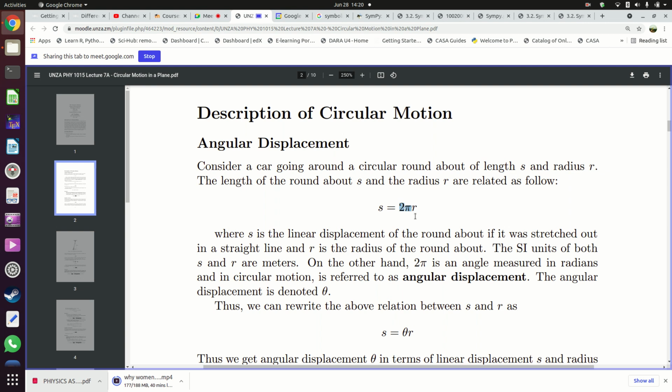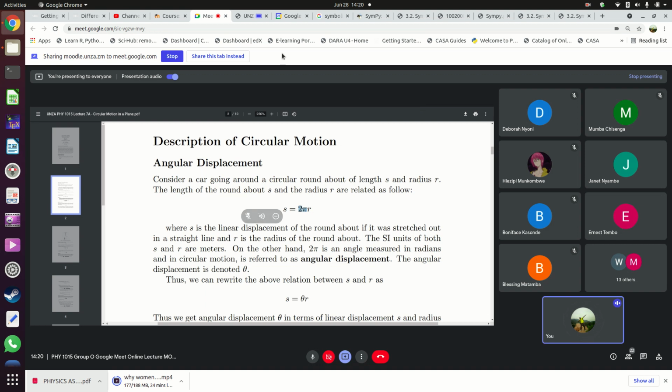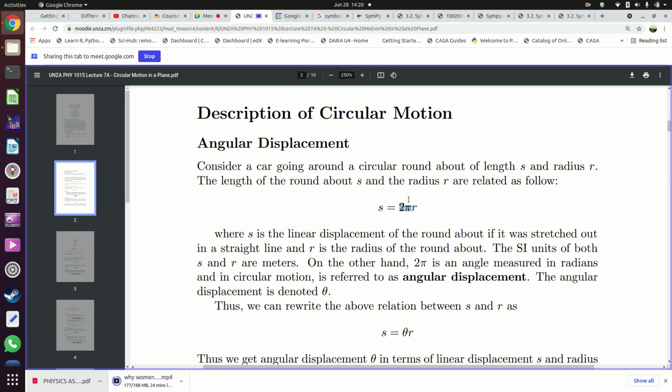So basically, when you're talking about circular motion, you are measuring distance in terms of angles. Are we clear? But as you can see here, we have not used 360 degrees. What this formula uses is 2 pi. 2 pi is also an angle, but it's an angle which is measured in units of radians. So there are two units you can use for measuring angles. You can use degrees. You can also use something called radians. So 2 pi radians is equal to 360 degrees.